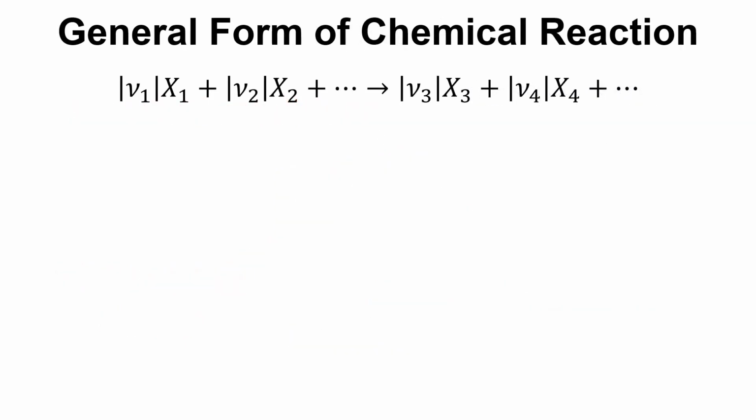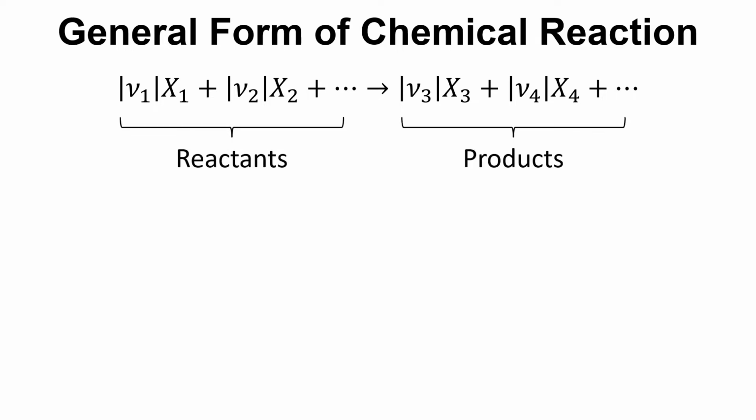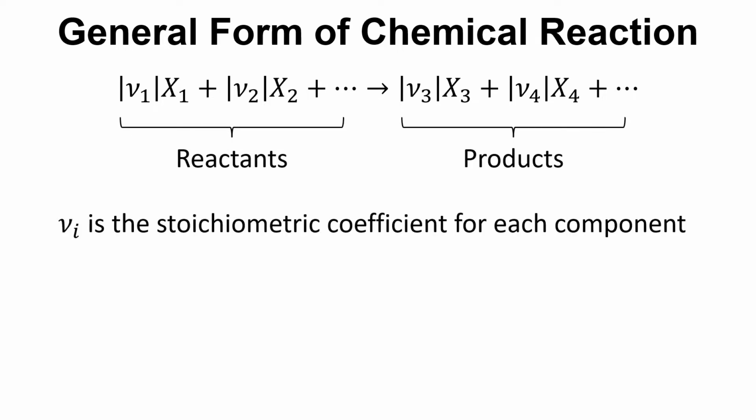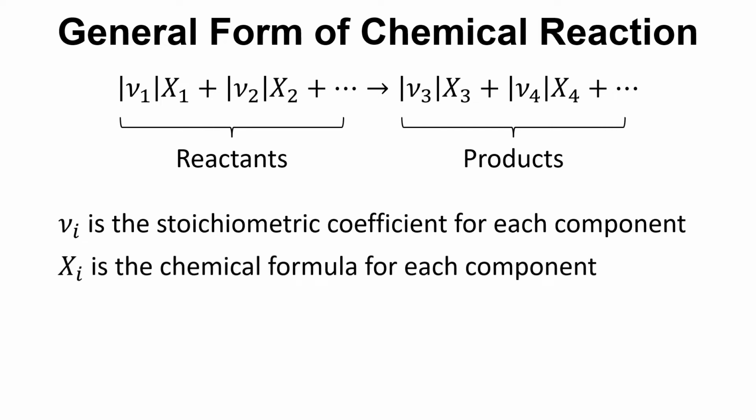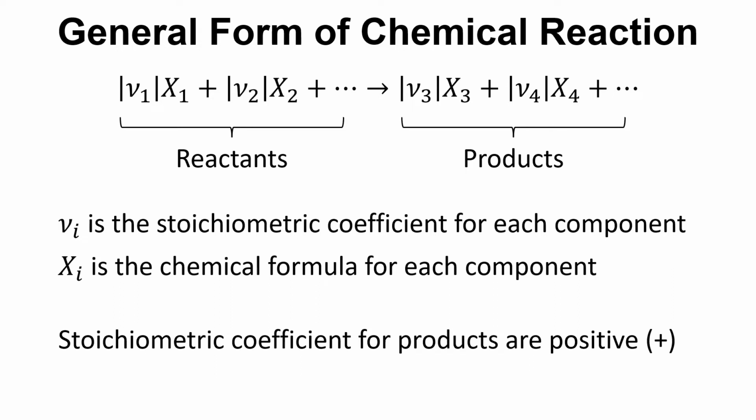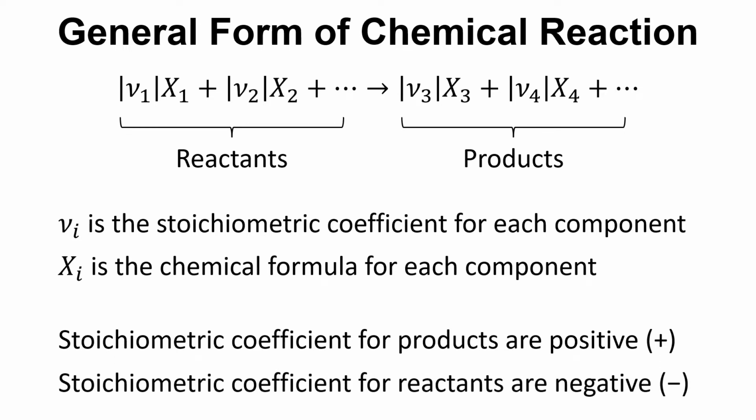Okay, the general form of a chemical reaction is shown here, where we have reactants and products, and we have stoichiometric coefficients for each component and the chemical formula for each component. But this is just a very general form that we're using to think about this problem. Stoichiometric coefficients for products are positive because they're being created through the reaction, and stoichiometric coefficients for reactants are negative because they're being consumed in the reaction.